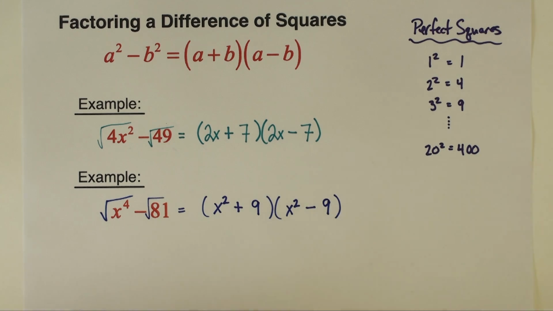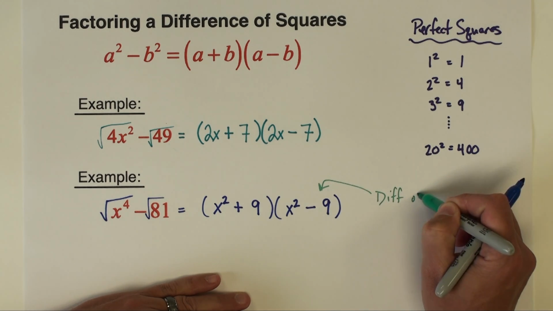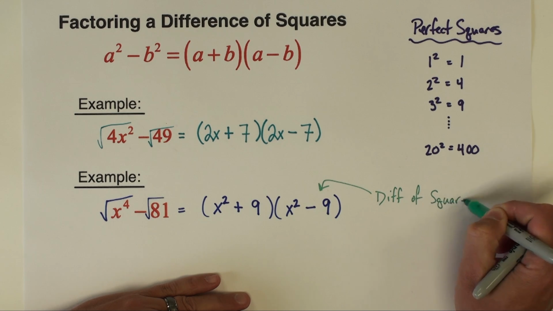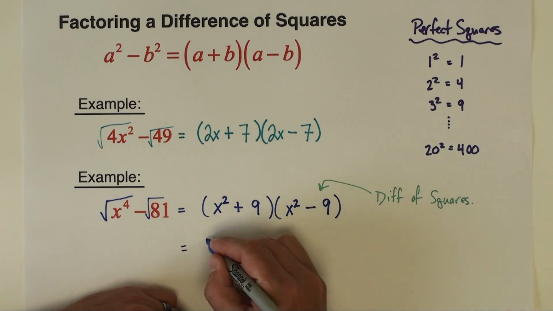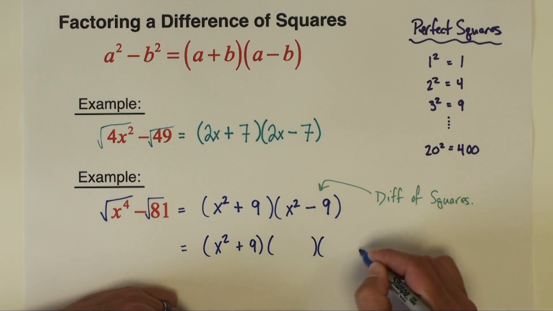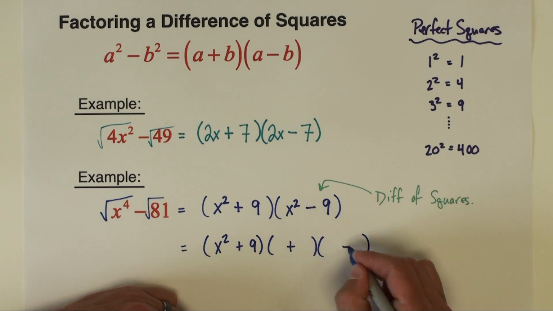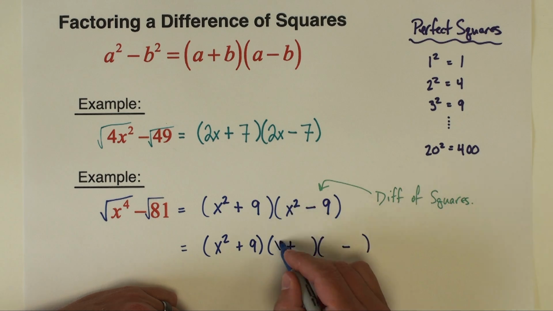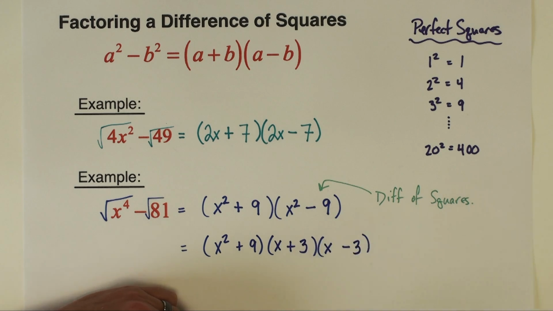Sometimes when you do this, you're going to find that this is another difference of squares. And if that's another difference of squares, you need to continue factoring that. So I'm going to go a little farther on this. x squared plus 9 is going to be left as it is. But then this x squared minus 9, because it's a difference, I need to split that up. The square root of x squared is x. Square root of 9 is 3. So our final result is x squared plus 9 times x plus 3 times x minus 3.